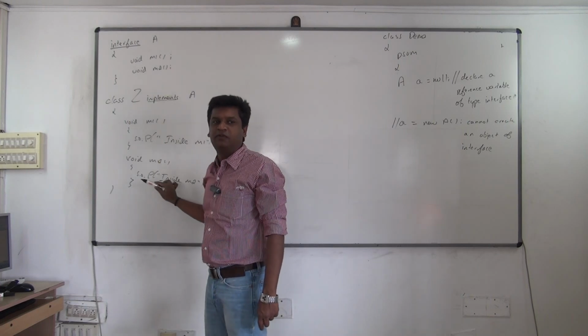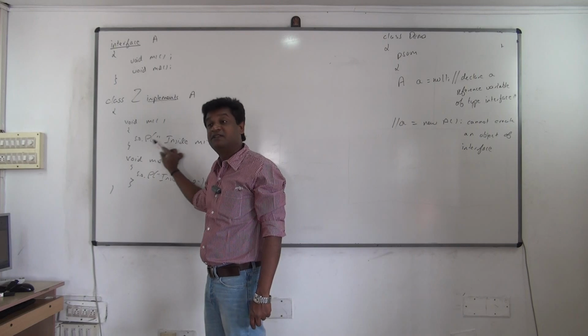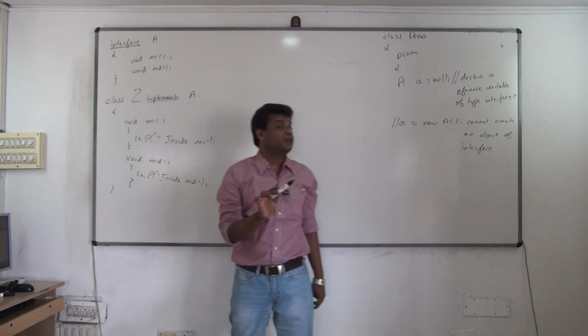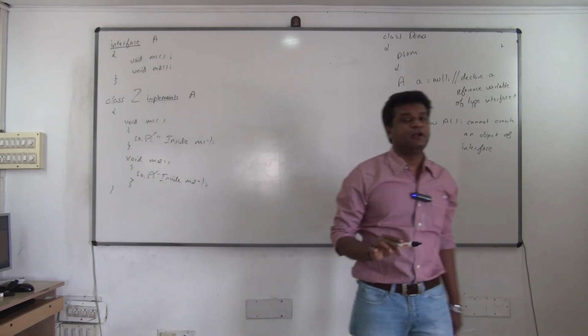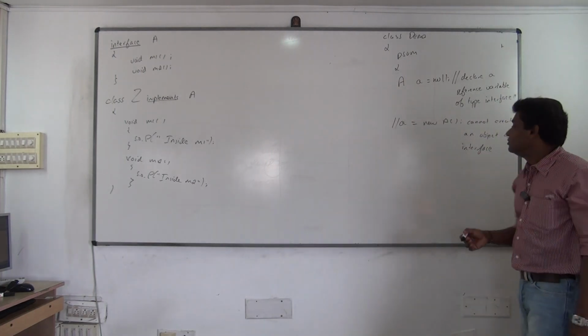Okay, it is completing. Now what will I do? I can use Z class also, meaning Z is a concrete class. I cannot create an object of A, but definitely I can create an object of Z because it is concrete. Understood?